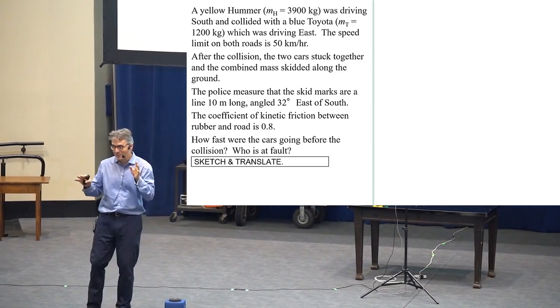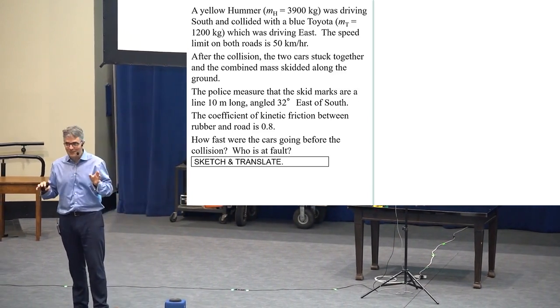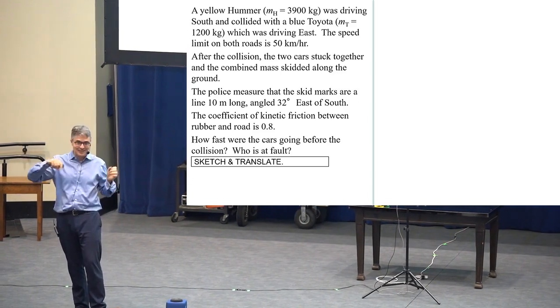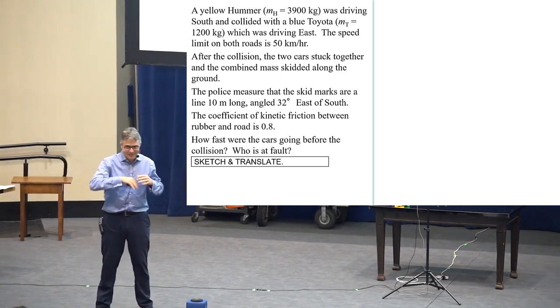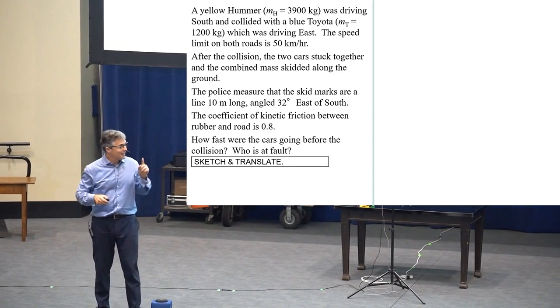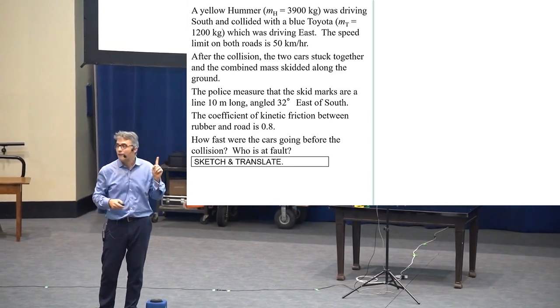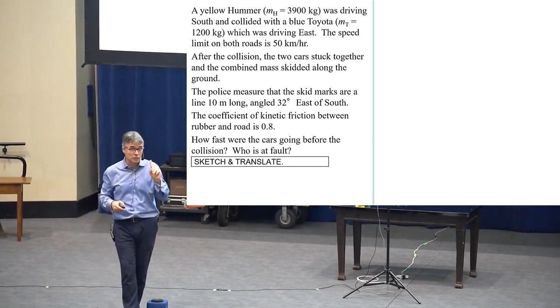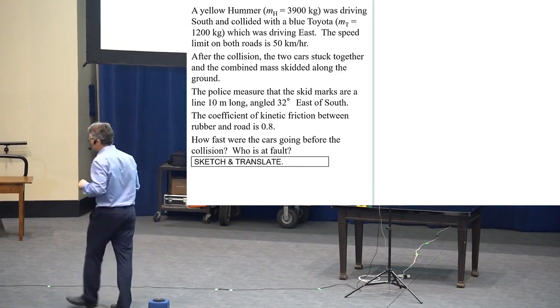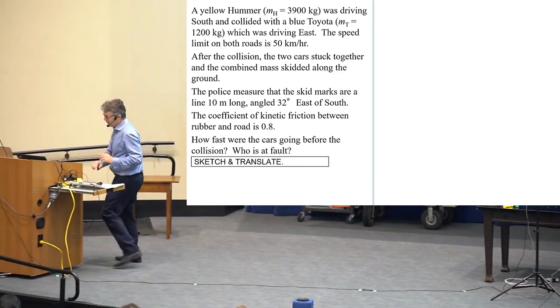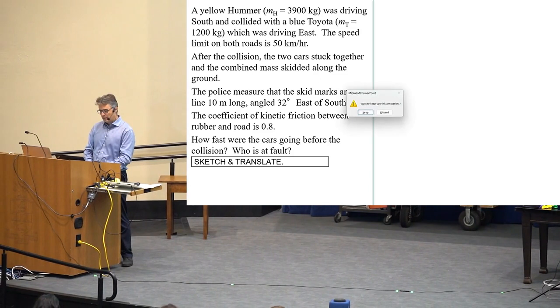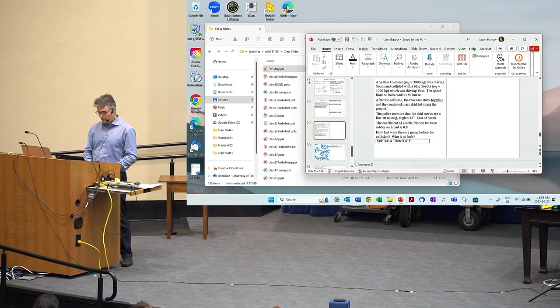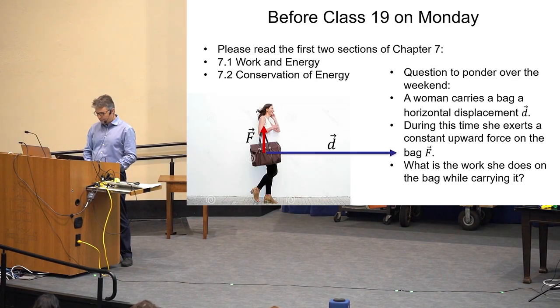So you're like the cop who arrives at the scene half an hour later and measures the length and angle of this long skid mark. Then the question is, how fast were the two cars going before the collision? You can actually solve that with the information given. But I think that's something we'll do on Monday to finish off Chapter 6. Then we'll start on Chapter 7.